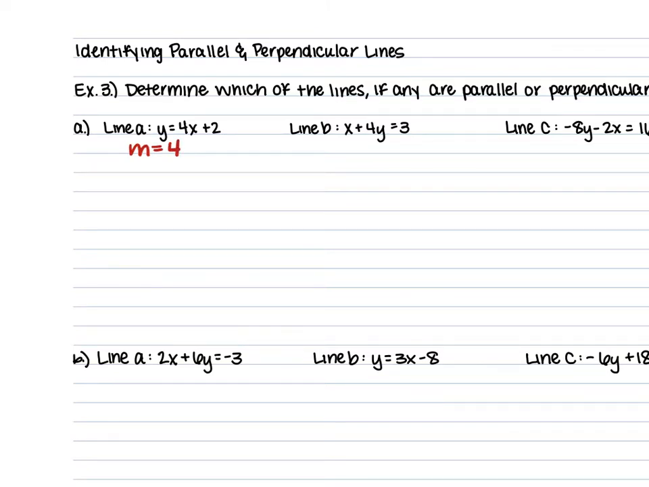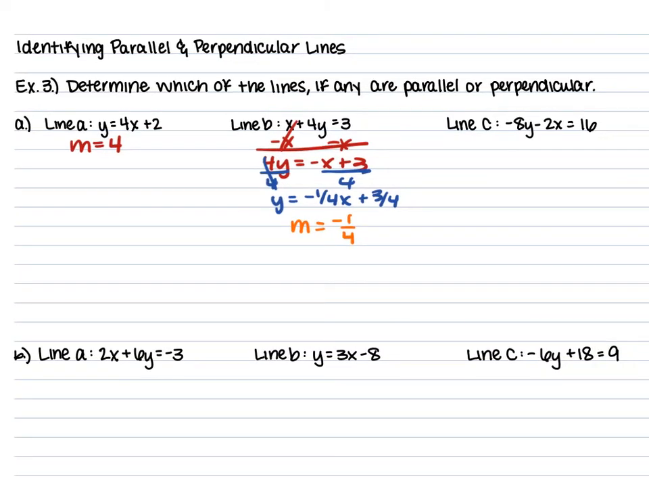Line B, we have x plus 4y is equal to 3. In order to get y by itself, we're just going to subtract the x from each side. So we have 4y is equal to negative x plus 3. We divide each side by that 4. And we get y is equal to negative 1/4 x plus 3/4. So our slope for this one is negative 1/4.